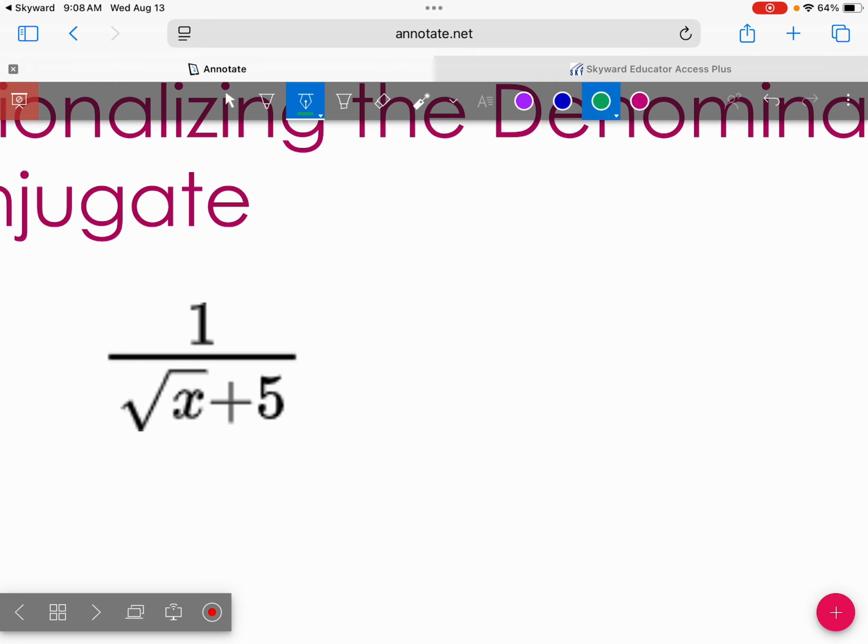The whole point of this is to get the radicals out of the denominator. That's the problem. So when we are creating our conjugate, we're going to make a fraction, and we take these exact same pieces. So we're going to have our square root of x and the 5. Exact same pieces. Just instead of using the plus, we're going to use a minus. So this is our conjugate.